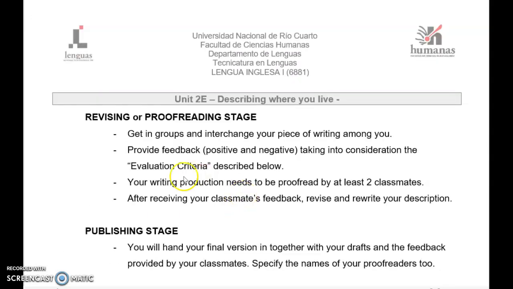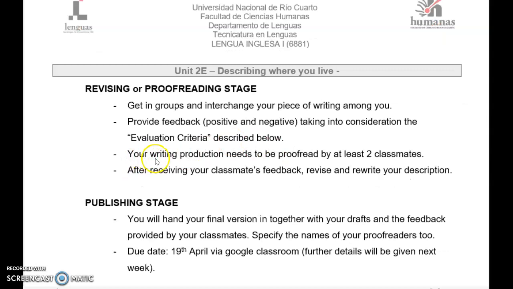So you are going to learn how to do this. We do not expect you to be experts in this, but we are experts in giving feedback. So that's the idea. You can do it, of course, in Spanish, and that's great news, right? Your writing production needs to be proofread by at least 2 classmates. After receiving your classmates' feedback, revise and rewrite your description. So you need that feedback in order to improve your writing and make changes, right?